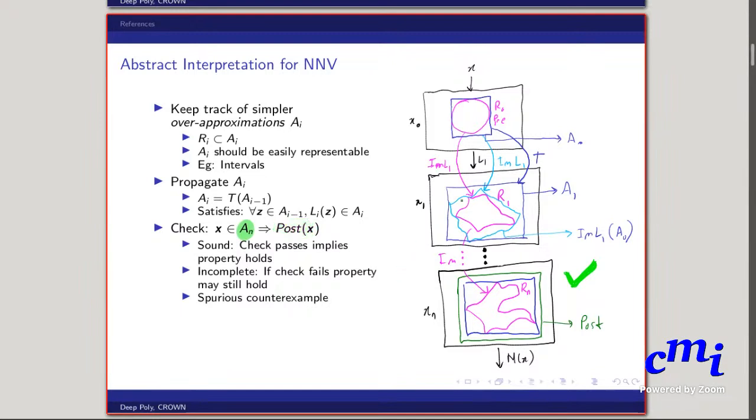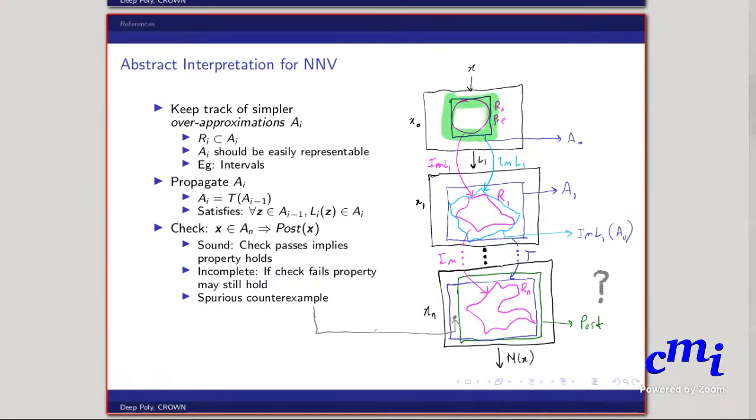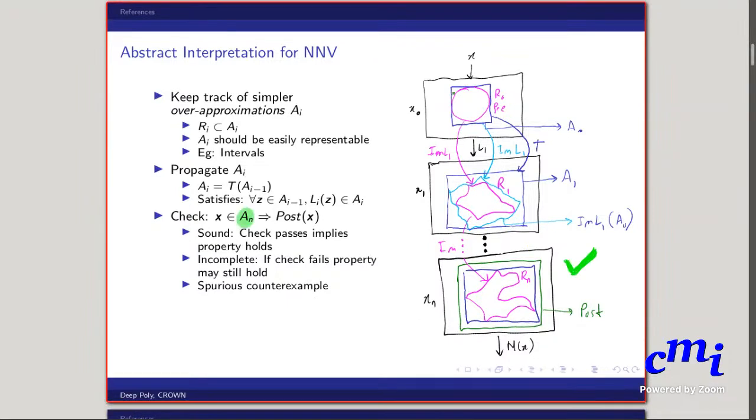So then my abstract interpretation strategy becomes simple. You start with some A0 over approximating my pre, keep applying this T until you get to the last layer, and then check whether this AN is completely inside my post or not, right? Simple enough. But what happens if it's not, right? So I think maybe before talking about that situation, any questions so far?